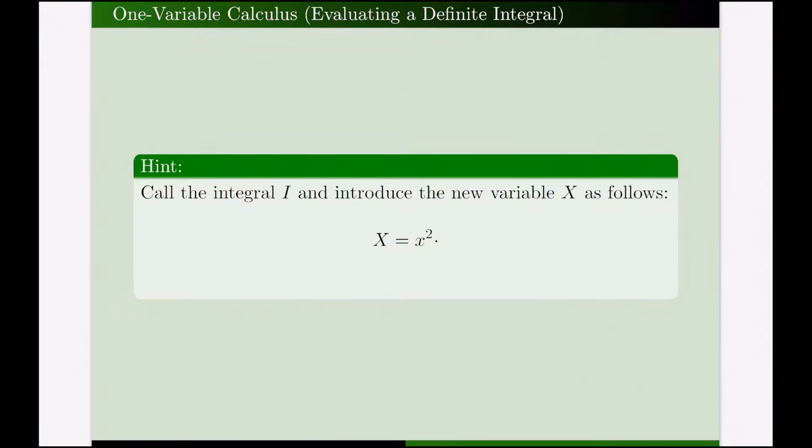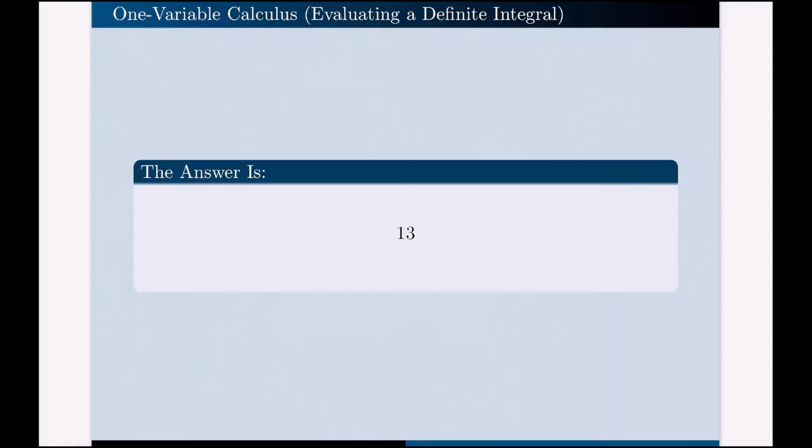As a hint, I can give you the following instruction. You can call the integral I and introduce a new variable, capital X, as follows: capital X equals x squared. Pause the video at this point and give it a try again if you couldn't solve the problem yet. On the next slide, I will show you the final answer. So if you don't want to see the final answer, pause the video at this point. The final answer to the problem is 13.